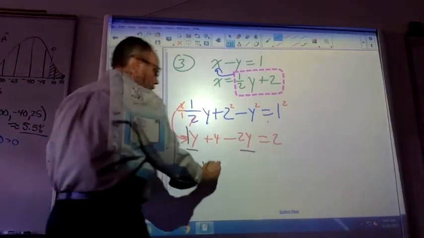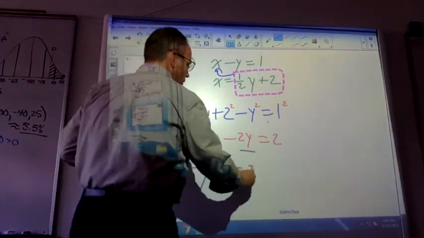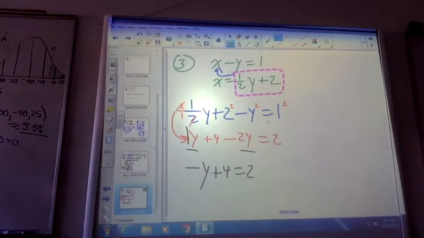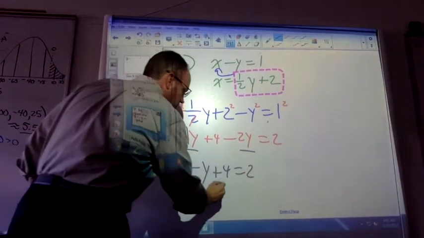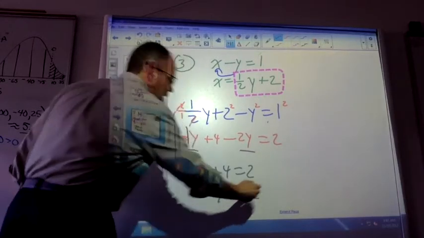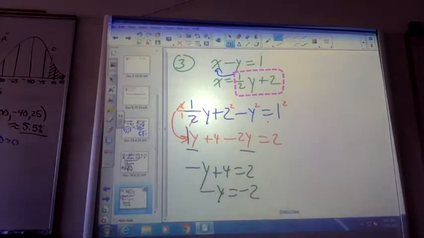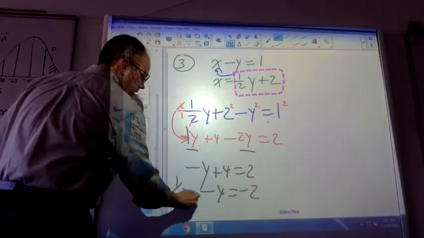Now I solve the negative y plus 4 equals 2. How do I solve this? What should I do next? Subtract 4 from both sides. Let's do it. If negative y is equal to negative 2, what does y have to equal? y has to equal 2.